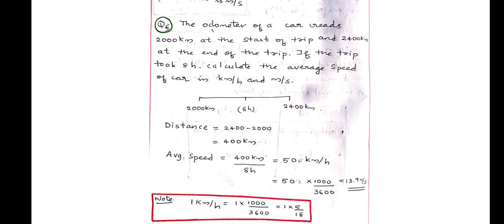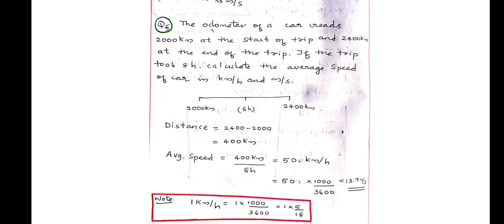So what is an odometer? Note that an odometer is an instrument used for measuring the distance traveled by a vehicle. I hope it is clear.